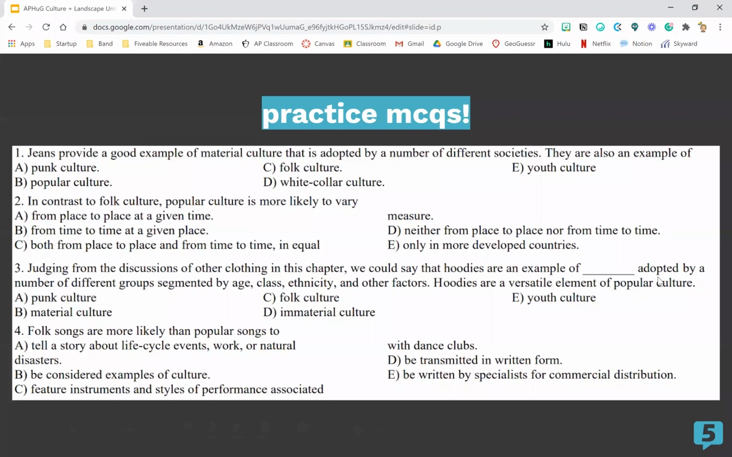Okay, got 2 answers. I'll wait for one more, or I'll wait 5 more seconds, whichever one comes first. Perfect. I have all 3 answers, and you all got it correct. Congratulations. It is B, material culture.